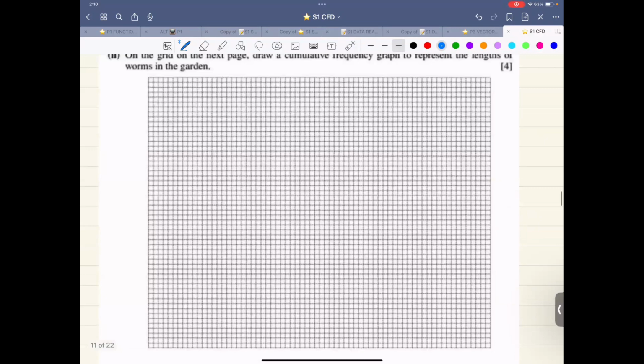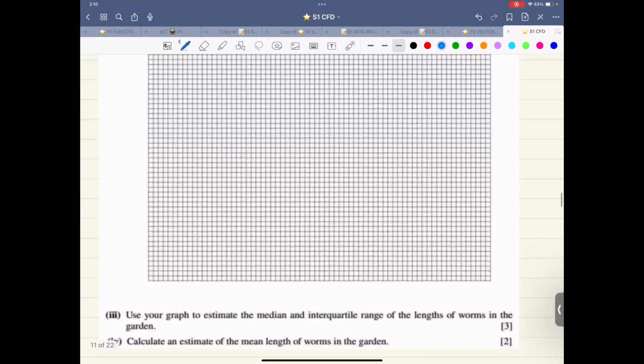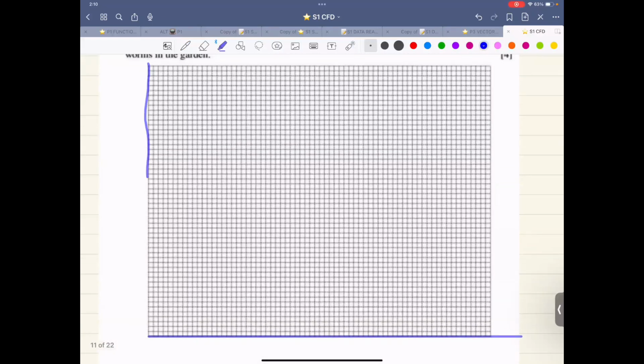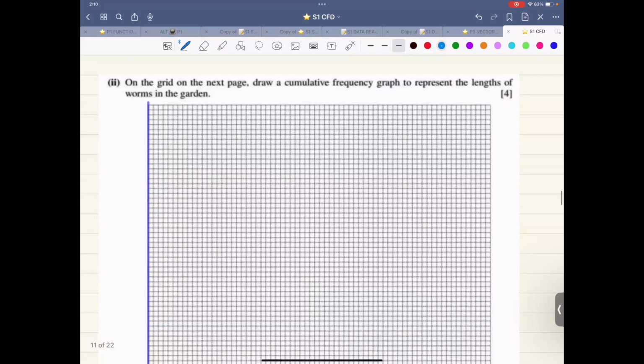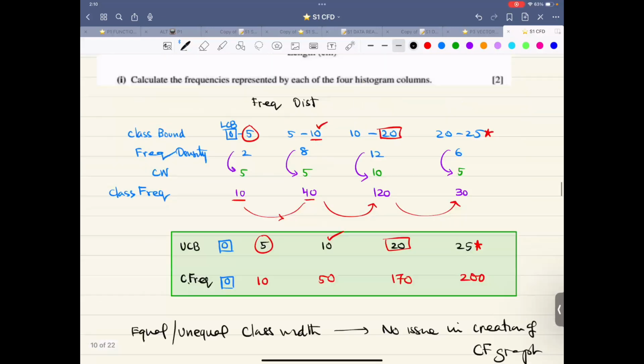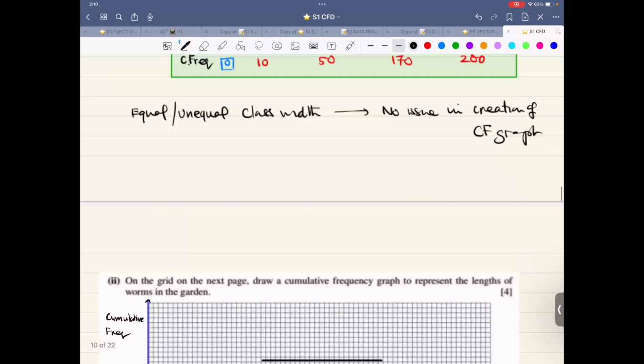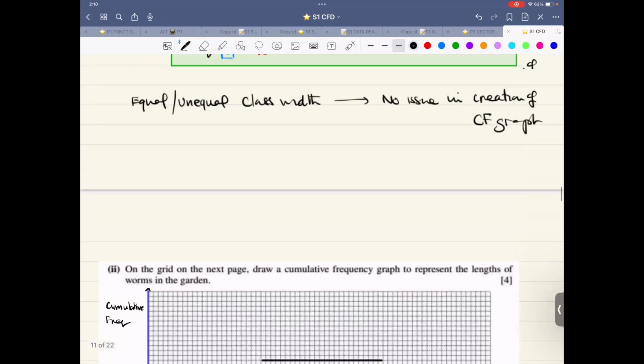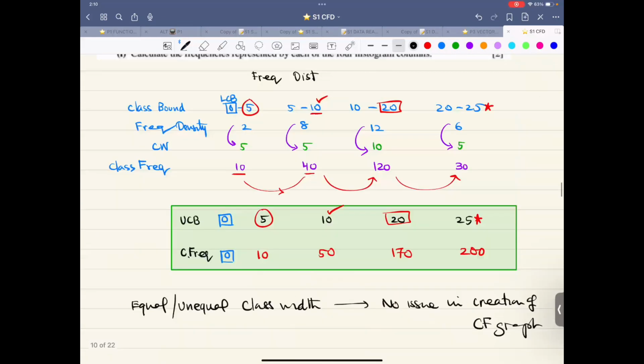So 0, 0. Let me just draw the graph over here. So the horizontal axis and the vertical axis. So that is the horizontal axis. That is the vertical axis. Let me label over here cumulative frequency. Let me label over here, that is the following histogram, length of worms. First, we were talking about insects and caterpillars. Now it's length of worms. And I think the unit is centimeters. So if there is any unit, do write it. Yes, it is over here, centimeters.